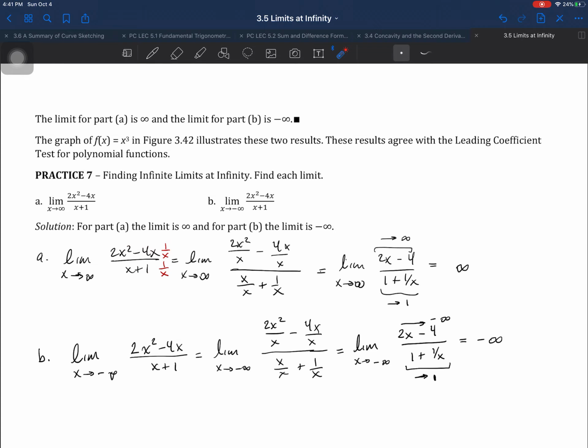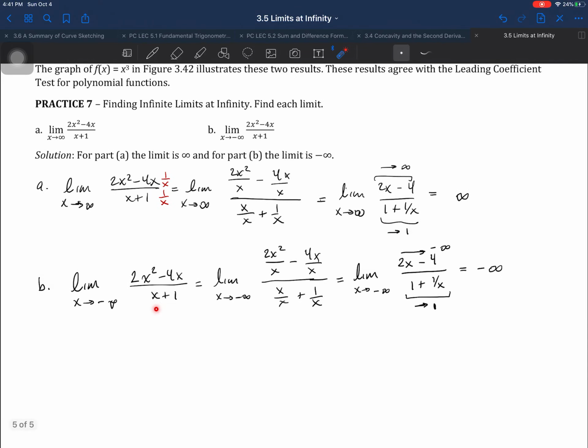So we're going to distribute, and we get 2x squared over x minus 4x over x, over x plus 1 over x. This turns into 1, this turns into 1, and now we have 2x minus 4 over 1 minus 1 plus 1 over x. So as x goes to infinity, this is going to go to infinity, and this is going to go to 1. So you have infinity over 1, which is infinity.